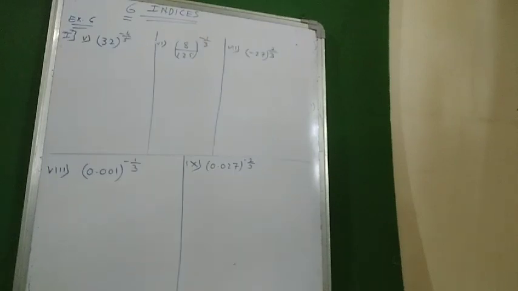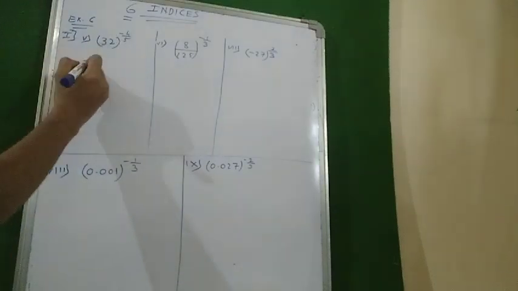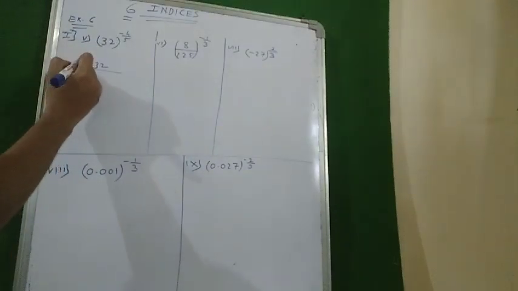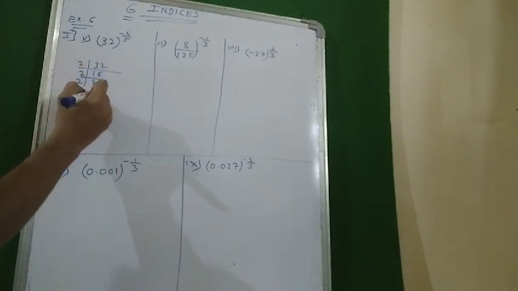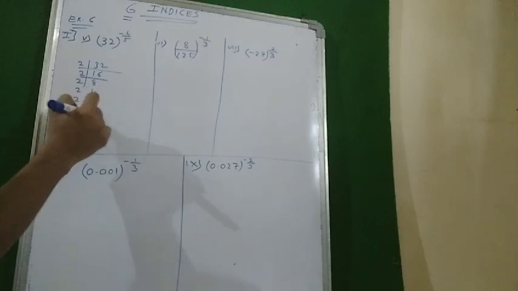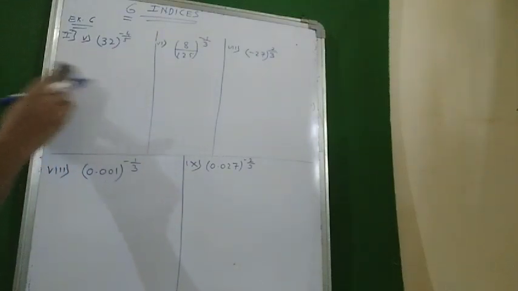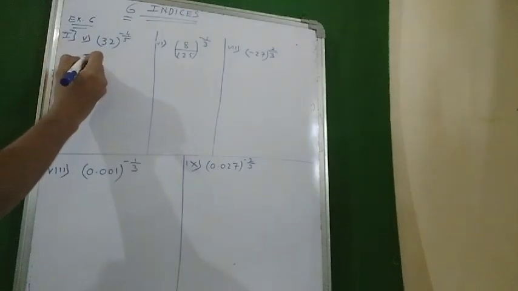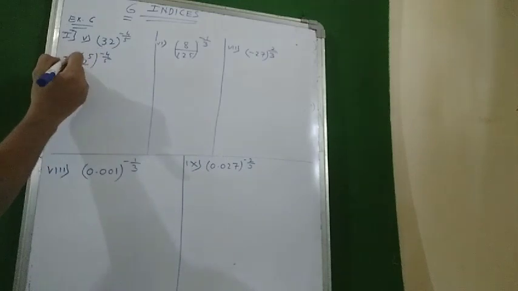Okay, now we see the fifth sum. 32, and in the denominator that is 5. So I can check whether 32 can be written as 2 16s are 32, 2 8s are 16, 2 4s are 8, 2 2s are 4, 2 1s are 2, so 1, 2, 3, 4, 5. So we have 2 raised to 5. So 32 can be written as 2 raised to 5 whole raised to minus 4 upon 5.